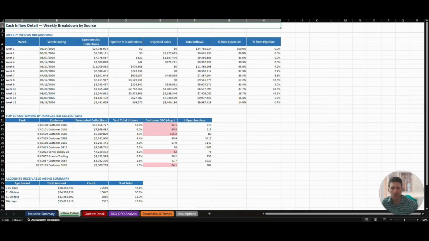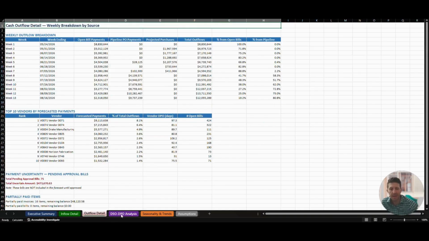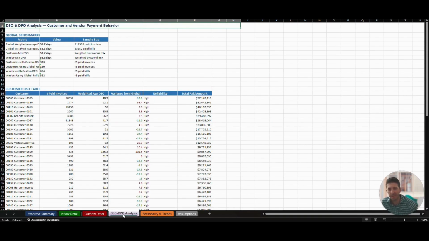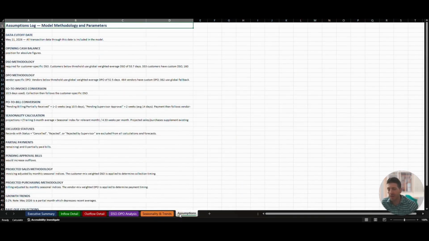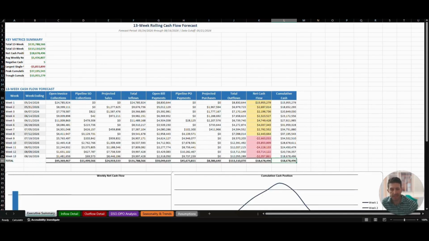Subsequent tabs in this workbook go deep into my inflow detail, outflow detail, my DSO DPO analysis, seasonality and trends, and all the assumptions that are baked in, whether they were built by the agent and/or what I want to include here for context myself.